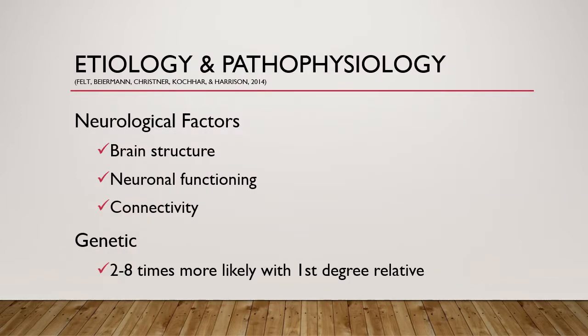So let's take a look at what ADHD is. The etiology and pathophysiology of ADHD is not well understood, but we do know that there are neurological factors that contribute to the development of this disorder. Deficits in brain structure, neuronal functioning, and connectivity have been noted in these patients. Furthermore, genetics appear to play an important role. ADHD is 2 to 8 times more likely to occur in children with a first-degree relative with this disorder. And that can be something that you target in the office, asking if there are any other family members with the disorder.